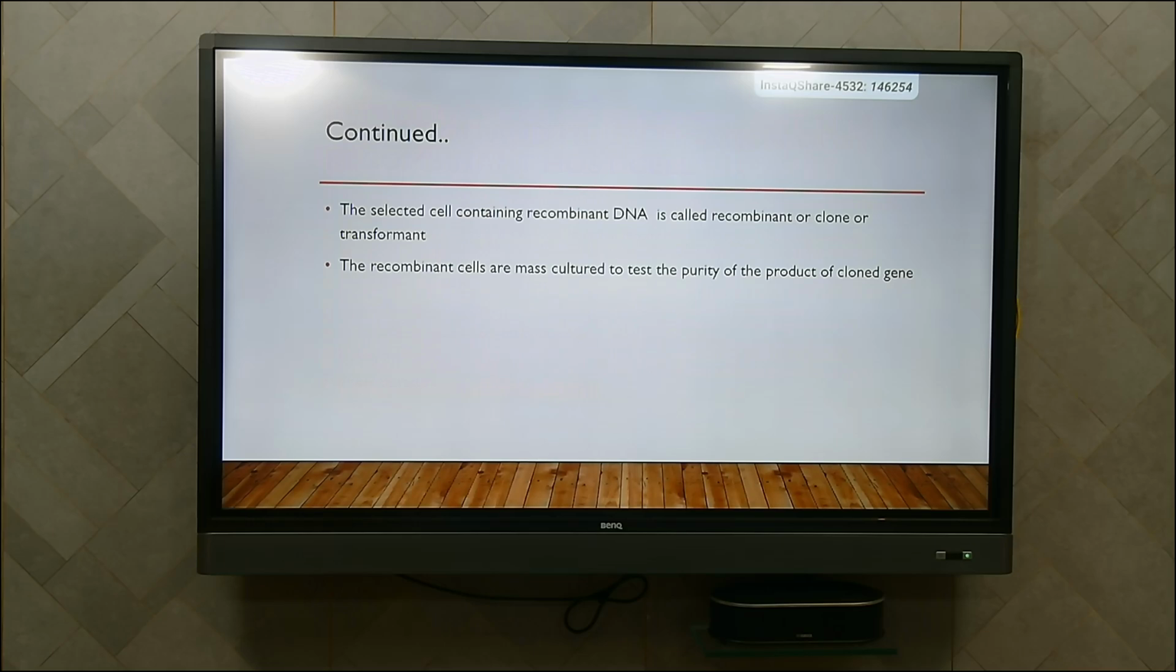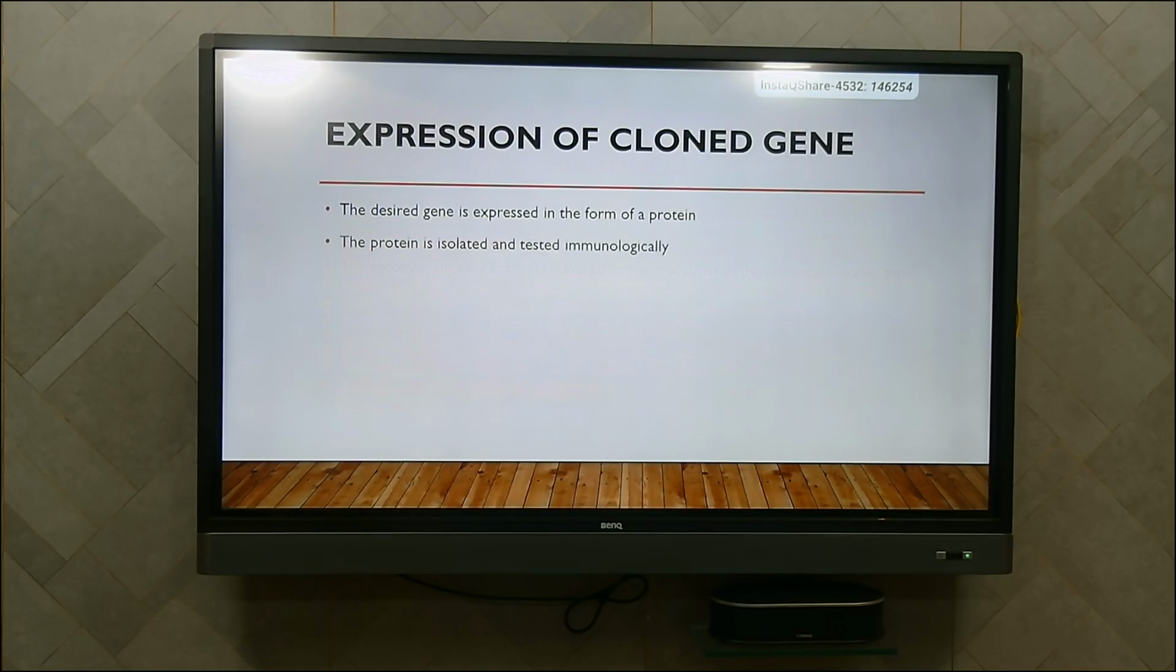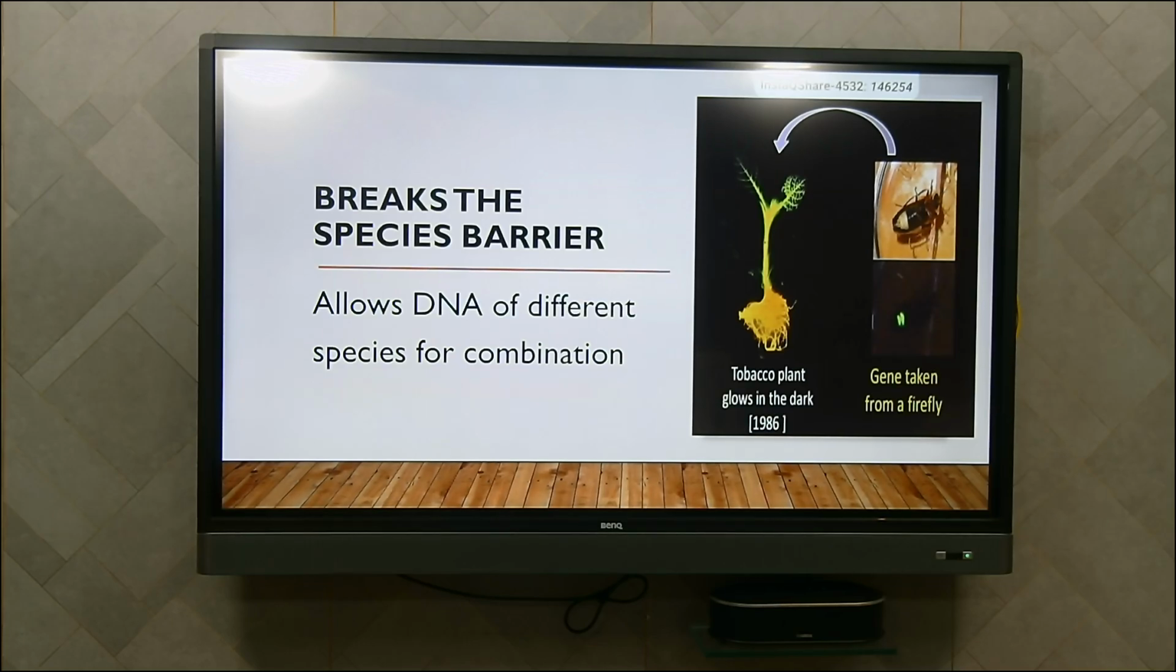The recombinant cells are mass cultured to test the purity of the product of the cloned gene. Now let us discuss the expression of cloned genes. The desired gene is expressed in the form of a protein. The protein is isolated and tested immunologically. The recombinant producing pure product can readily be used in the future. Genetic engineering breaks the species barrier. It allows DNA of two different species to be combined.